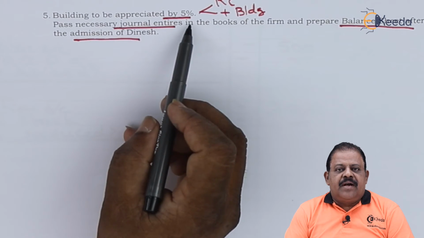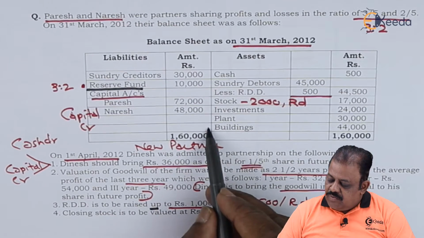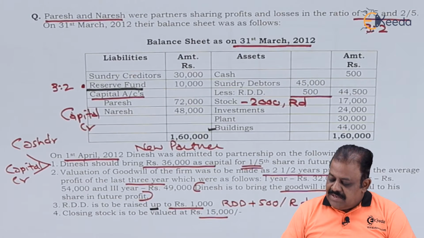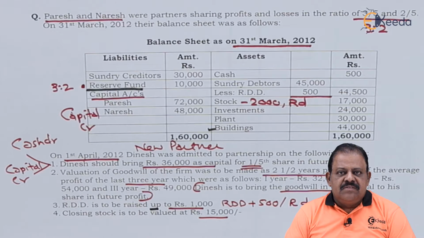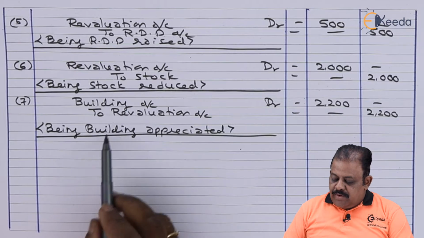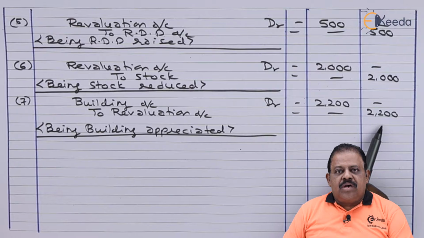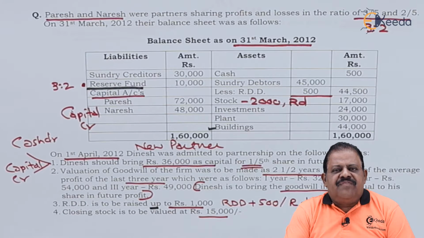Building to be appreciated by 5%. Here building we have 44,000. This is required to be appreciated by 5%, which comes to 2,200. Our entry is building account debit 2,200 to revaluation account 2,200, being building appreciated. With this we have given effect to all adjustments in journal entries.